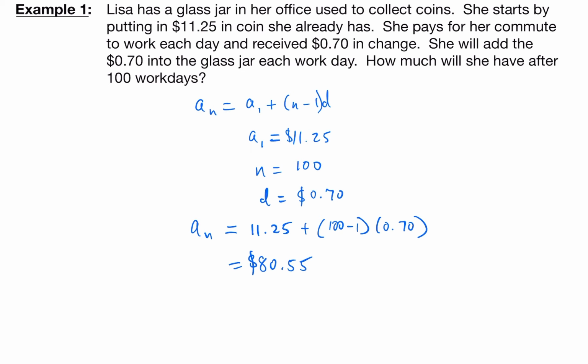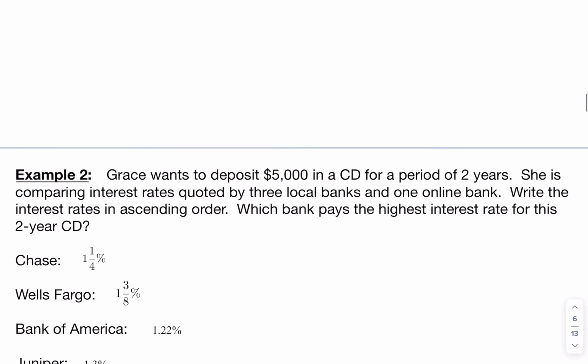And so what's nice about this formula is we can determine what the final amount will be for any number of days that we're talking about. So in this example, we're looking at 100 work days, but we could say, well, what is she going to have in 135 days or 162 days? We can go ahead and change the n value and calculate that and get an actual dollar amount. Okay? All right, so that's how you use an arithmetic sequence or arithmetic sequence, depending how you want to pronounce it. So let's go ahead and move on to example 2.